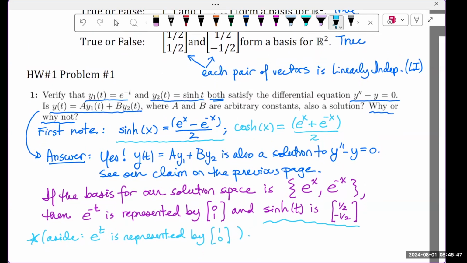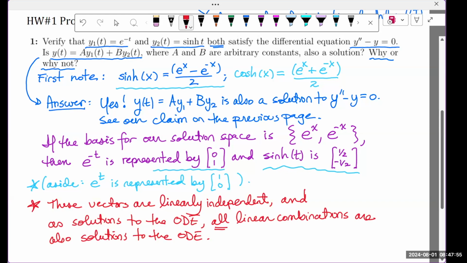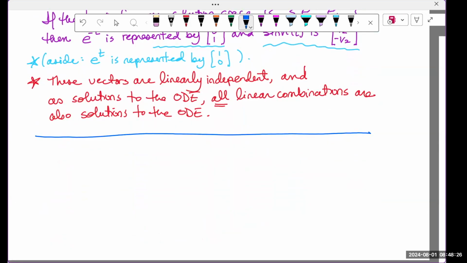Since e to the x and e to the minus x are linearly independent, we also have the fact that 0, 1 and 1/2, minus 1/2 are linearly independent basis vectors for the real plane. These basis vectors are linearly independent, and as solutions to the ODE, all linear combinations are also going to be solutions to the ODE.